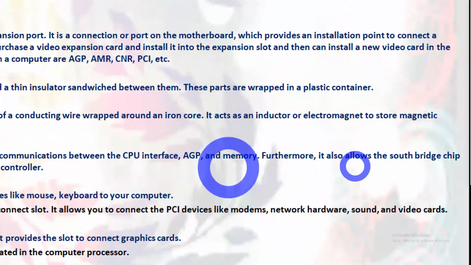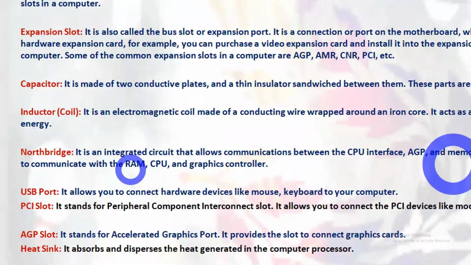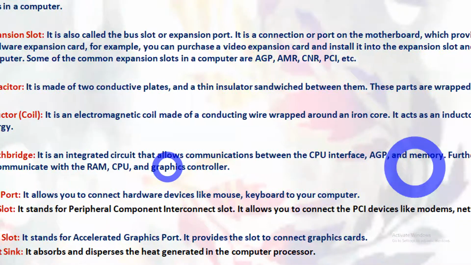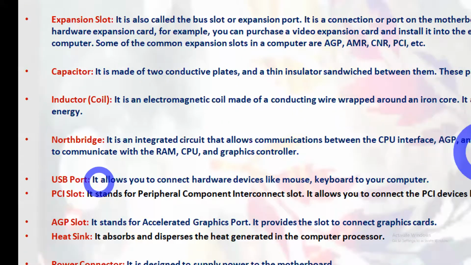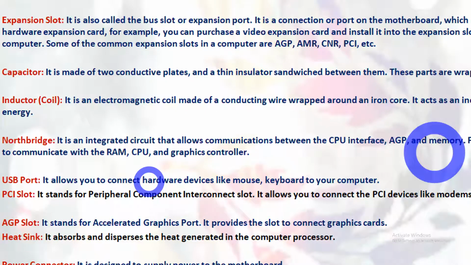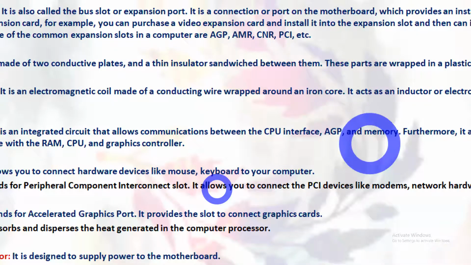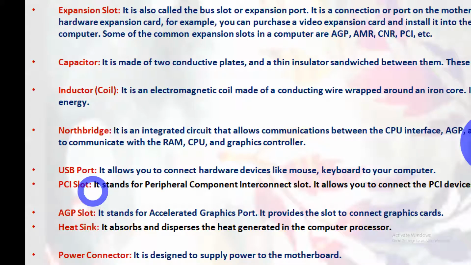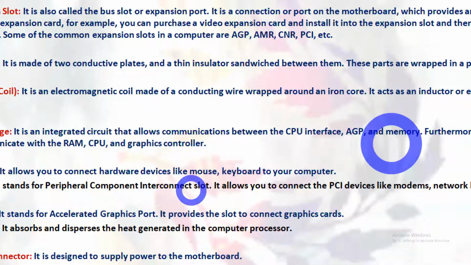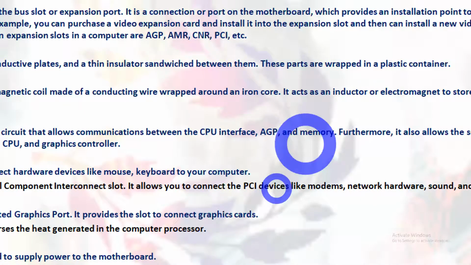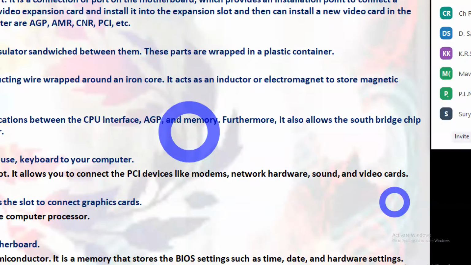So it also allows the south bridge chip to communicate with the RAM, CPU, and graphics controller. Okay, so USB port, it allows you to connect what? Hardware devices like mouse and keyboard to your computer. PCI slots, it stands for what? Peripheral Component Interconnect slot. It allows you to connect the PCI devices like modems, network hardware, sound, and video cards.